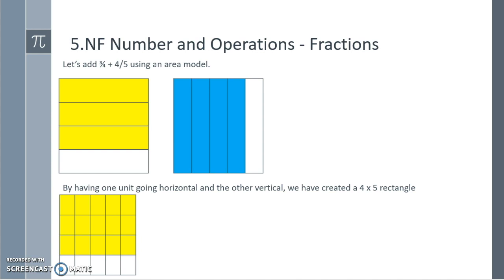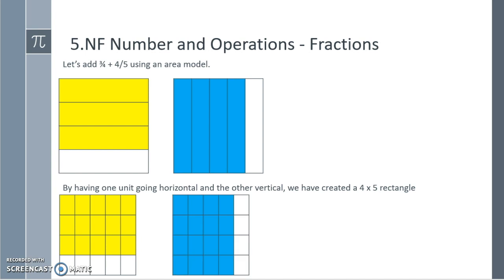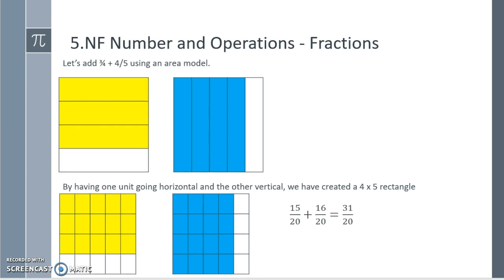Now I have 15 of the 20 shaded to represent 3/4, and I have 16 out of the 20 shaded to create the 4/5. So 15/20 plus 16/20 is 31/20.